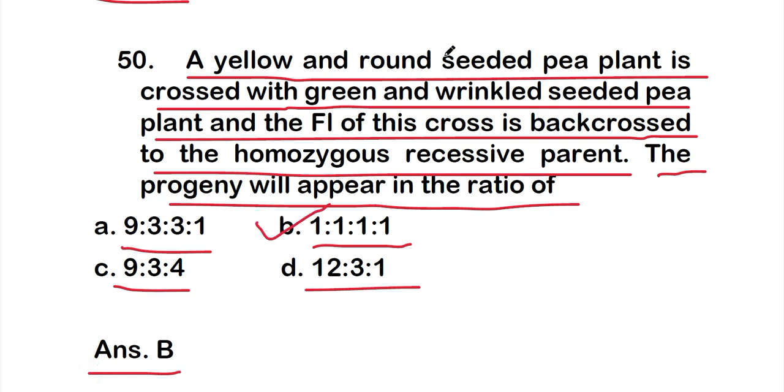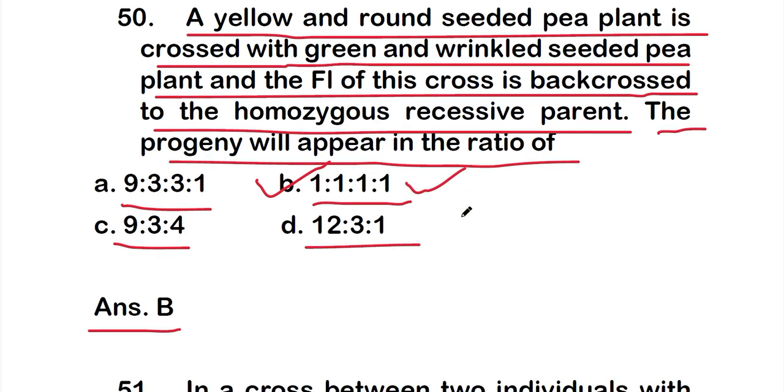So a yellow and round seeded pea plant is crossed with a green and wrinkled seeded pea plant, and the F1 of this cross is back crossed to the homozygous recessive parent. So the progeny will appear in the ratio of 1 is to 1 is to 1 is to 1. Okay.